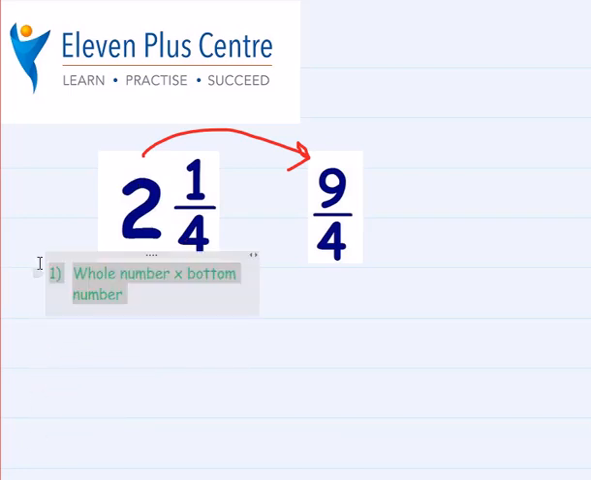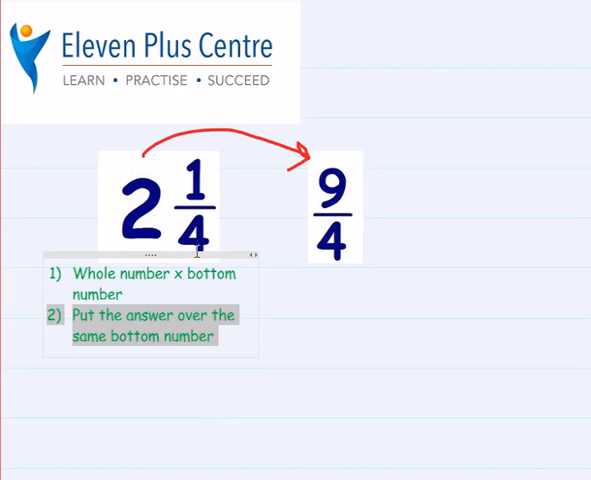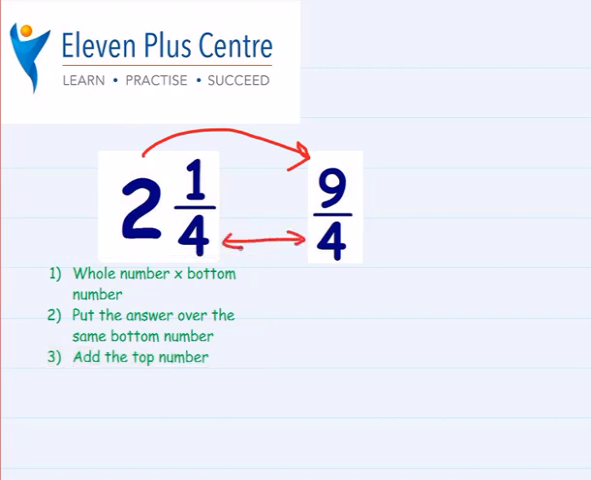Here's our first step: whole number times the bottom number, so we know that 2 times 4 is 8. The answer you get, you add the top number to it. 2 times 4 is 8, plus 1 makes 9, and that's where this 9 over here comes from. And to finish things off, the bottom number always stays the same. So the denominator always stays the same, unless of course you're simplifying, but we'll look at that later on.